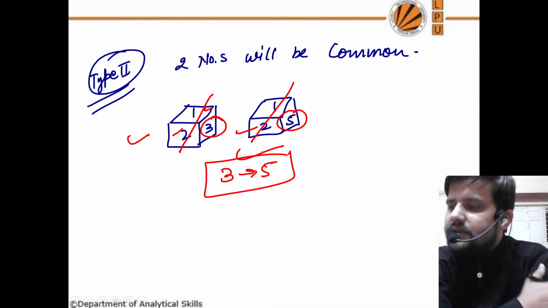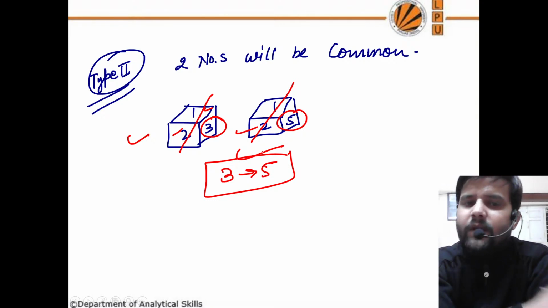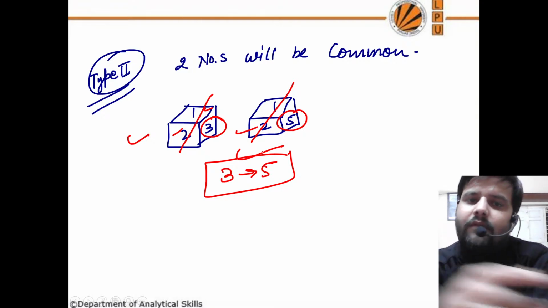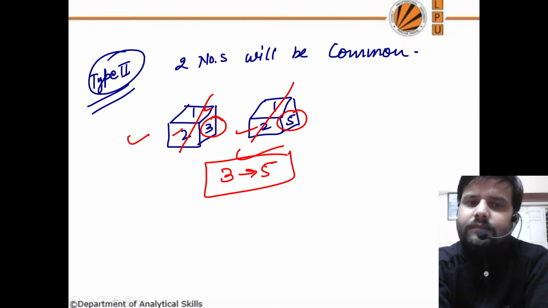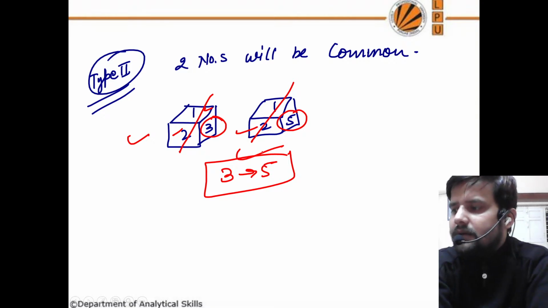If you take any two pictures, getting your point? When one number is common, you write all the things in clockwise direction starting from that common number. But if two numbers are common, you just cancel out the common numbers and whatever is left will be opposite to each other. Just remember it.